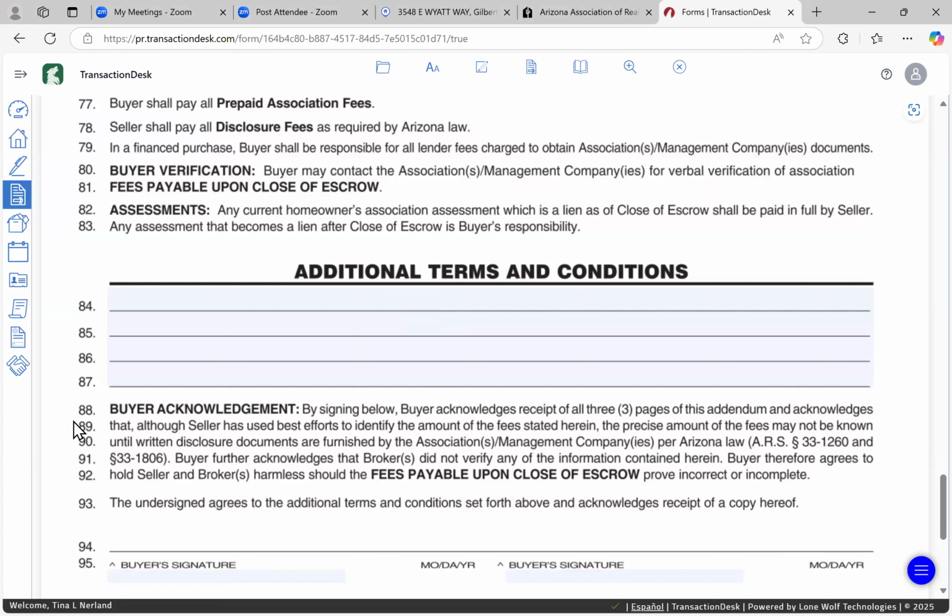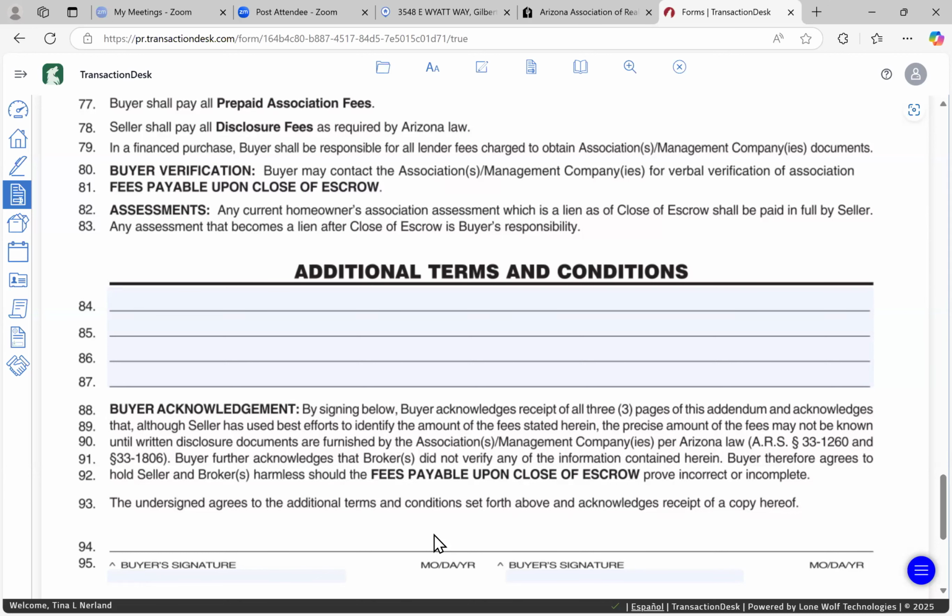The buyer is acknowledging that by signing below, they have received all 3 pages of this addendum, and acknowledges that although seller has used best efforts to identify the amount of the fees stated herein, the precise amount of any fees may not be known until written disclosure documents are furnished by the association management company per Arizona law. The buyer further acknowledges that the broker did not verify any of the information contained herein, and agrees to hold seller and broker harmless should the fees payable upon close of escrow prove incorrect or incomplete. The undersigned agrees to the additional terms and conditions set forth above and acknowledges receipt of the copy herein.